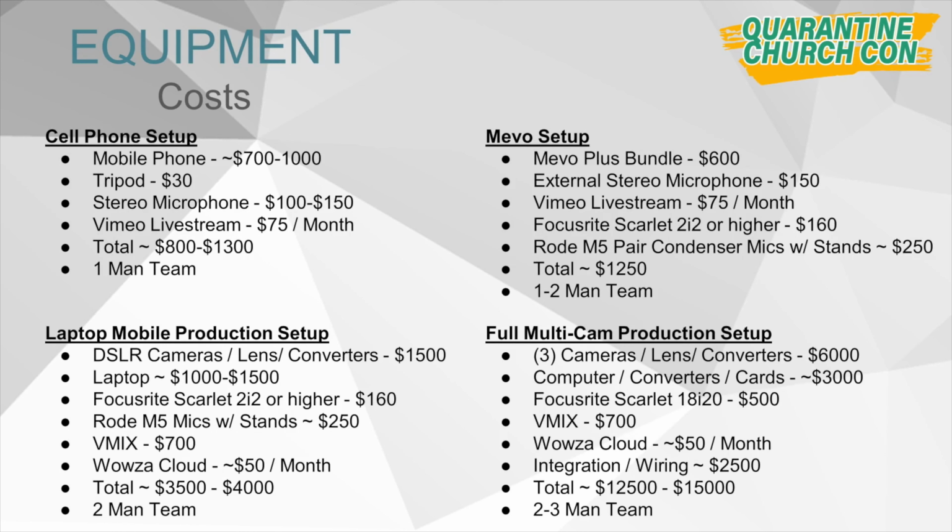I use a Focusrite Scarlett. I use that personally at home for my podcast and for recording remote. You can use anything from a 2i2 up to an 18i20, I think is one of the higher ones they have. It's just a very easy USB input for your microphones. You can put a pair of headphones in there and listen to exactly what you're getting, and make sure it sounds good. And then again, I put some microphones on here. So again, $1,250, 1 to 2 man team.